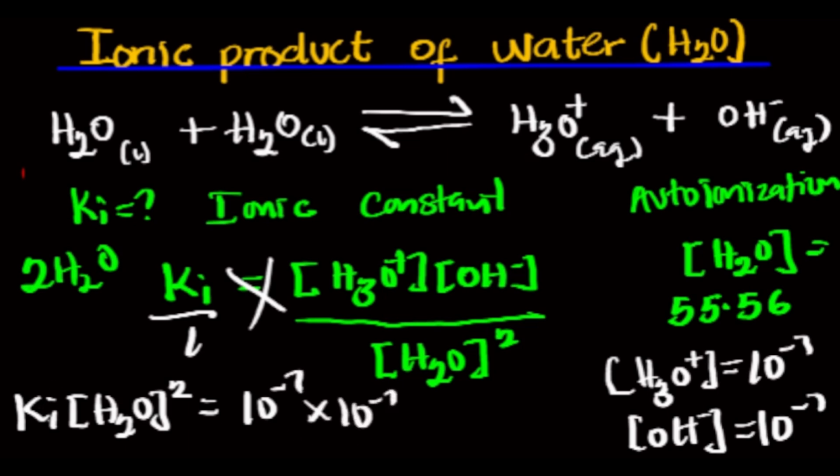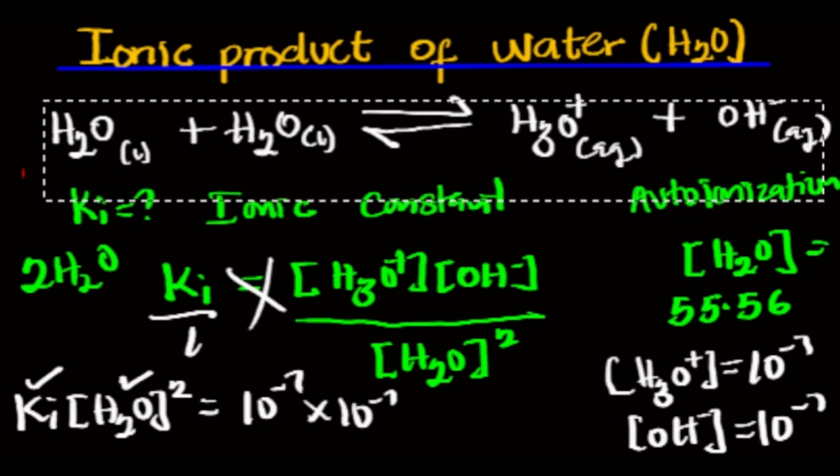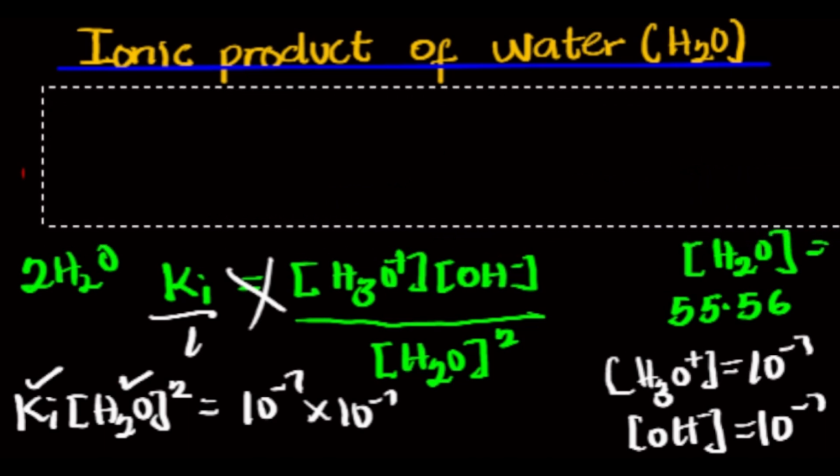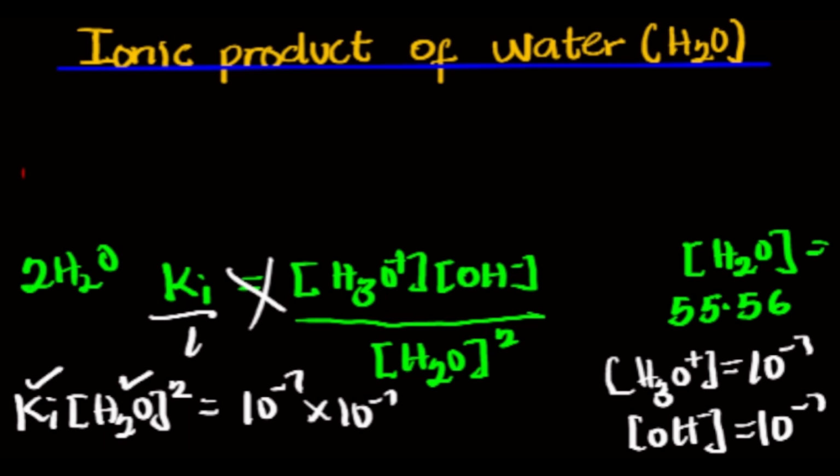Now look at this. This Ki and also the concentration of water are constant. So since it is constant, you can represent it with another constant, which I'm going to represent as Kw, the water constant. So Kw is going to be equal to 10 raised to the power of minus 7 multiplied by 10 raised to the power of minus 7, and this is going to give us 10 raised to the power of minus 14.